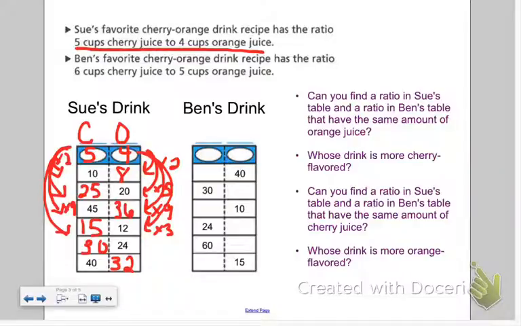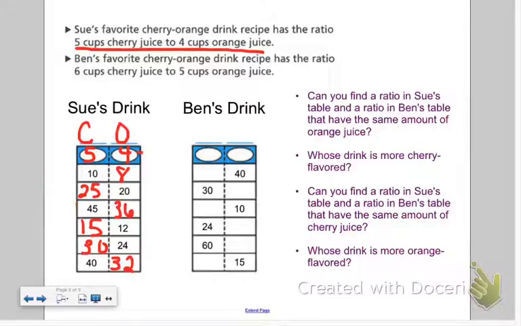Now I'm going to do the same thing, but this time let's look at Ben's drink. Ben also likes to make his cherry orange drink, but he has a different recipe. His recipe is 6 cups of cherry juice to 5 cups of orange juice. So same thing, cherry to orange, and the basic ratio is 6 to 5.